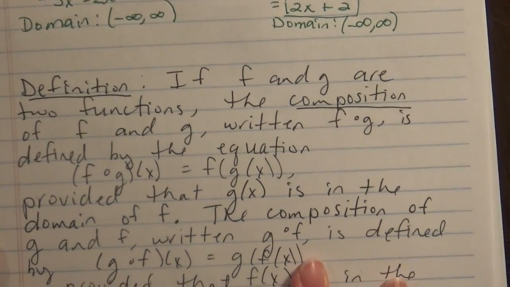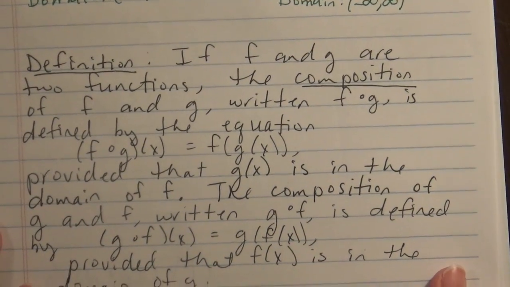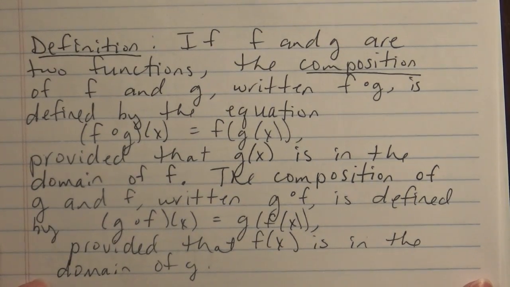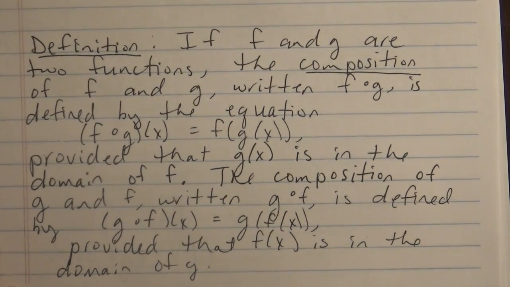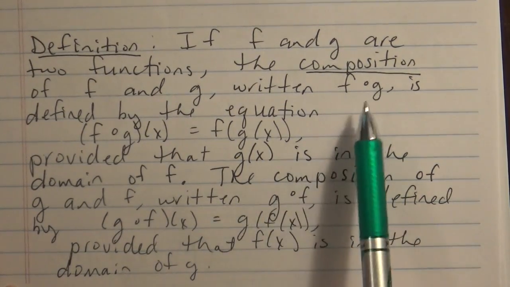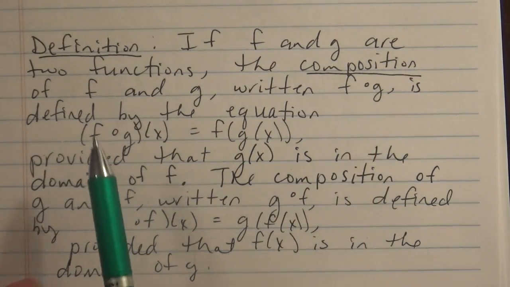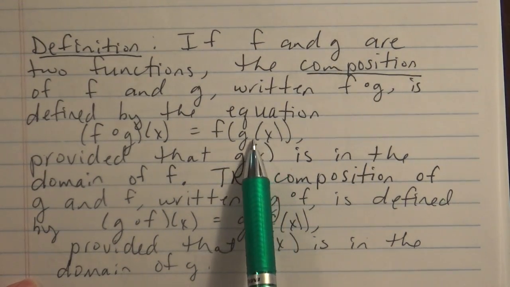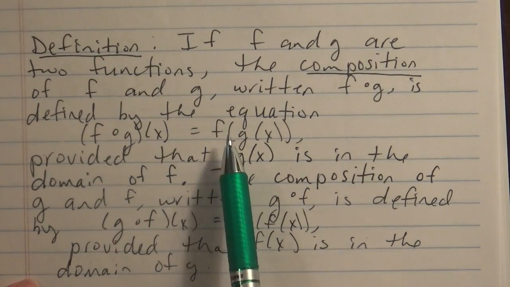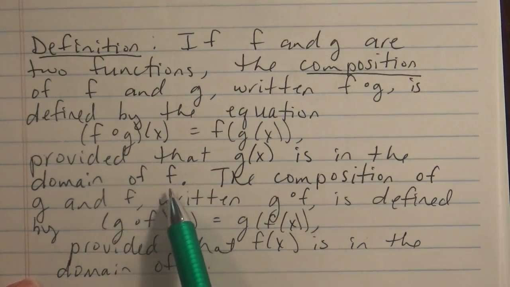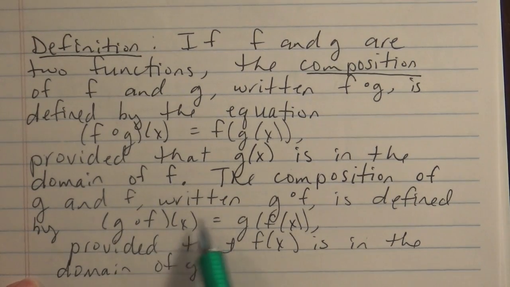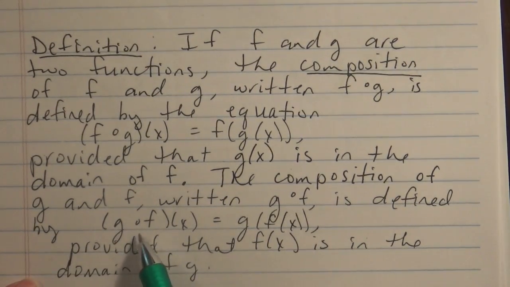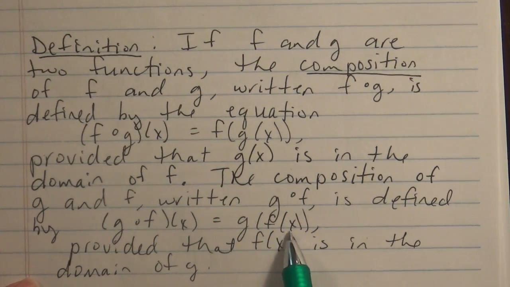Alright, now we've got a definition to discuss for composition functions. This is a pretty wordy definition, so we'll go through it. If f and g are two functions, the composition of f and g, written f composite g, is defined by the equation f composite g of x equals f of g of x. In other words, you're putting the g function inside your f function, provided that g of x is in the domain of f. The composition of g and f, written g composite f, is defined by g composite f of x equals g of f of x, provided that f of x is in the domain of g.